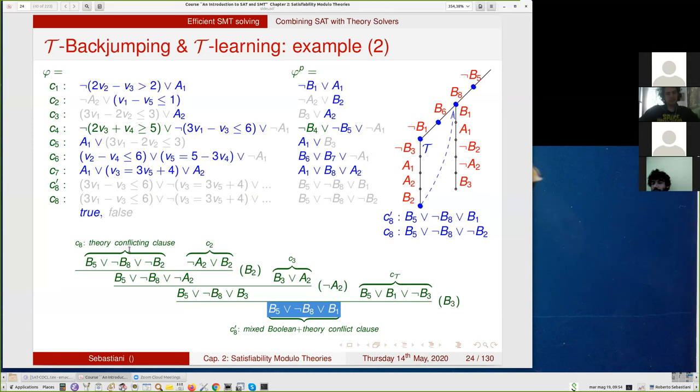In standard CDCL, what do you have? We have a truth assignment which falsifies some clause. Forget the theory part, stay in the pure Boolean, okay? In CDCL, we have a truth assignment which falsifies some clause, and then you build a new clause from a conflict analysis. This is resolving against the antecedents of the unipropagated literals until you get a more interesting clause. In standard CDCL, this clause is already there, so you don't add it, okay?